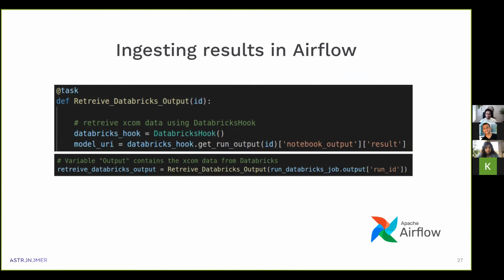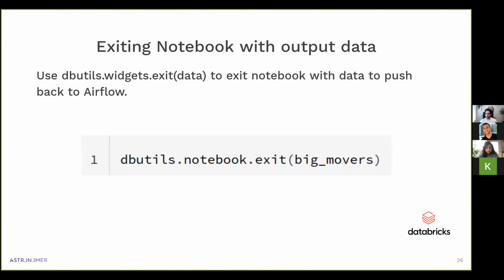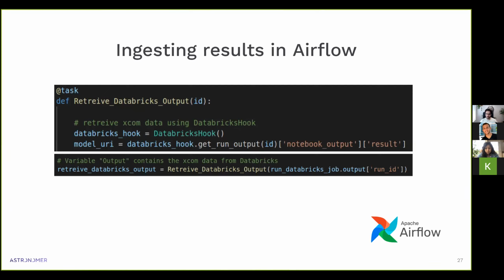As you can see in that top little snippet, we have a task function where we use the Databricks hook, and the variable that we give it is the Databricks job ID, or the run ID. From that, we retrieve a JSON, and we parse that JSON by retrieving the notebook output, and then retrieving the result of that notebook output. This result will then contain that big movers data that's been pushed from Databricks into Airflow. And now this data will be saved into the variable retrieve Databricks output.